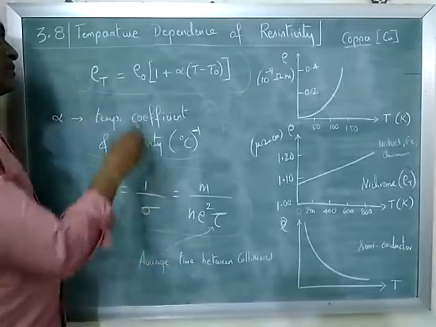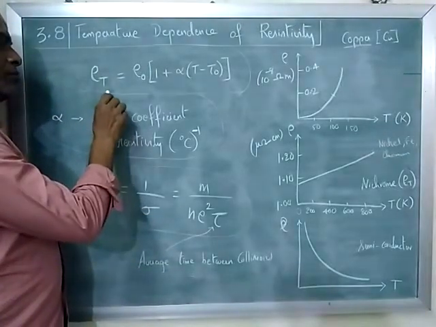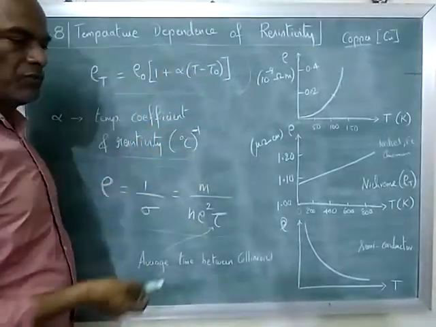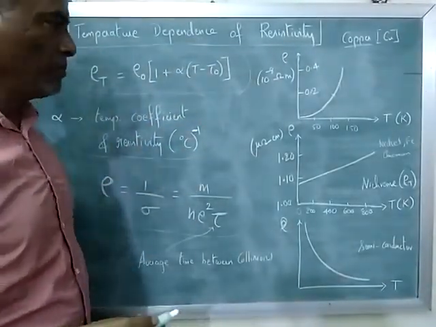Questions may be asked with reference to this formula. They will give all the other parameters and ask for the unknown parameter.